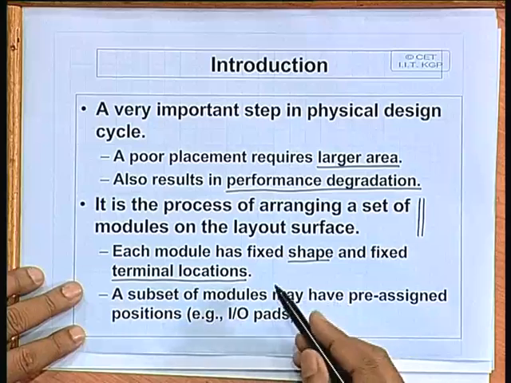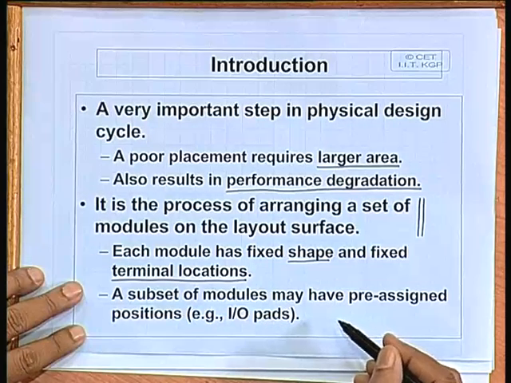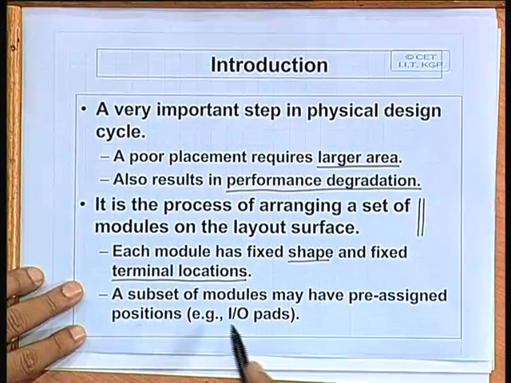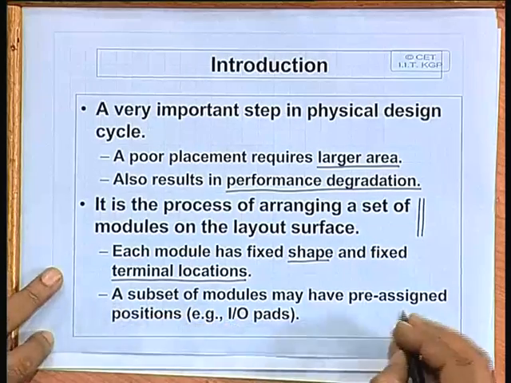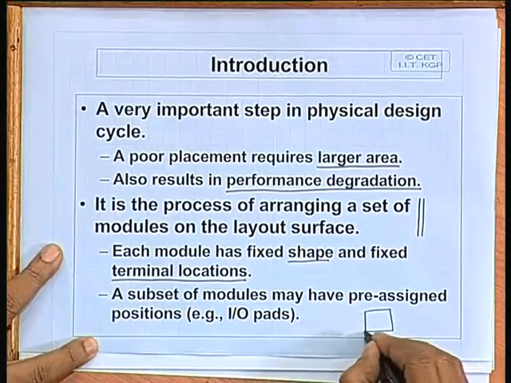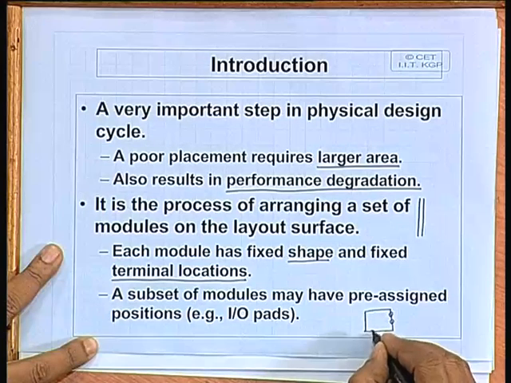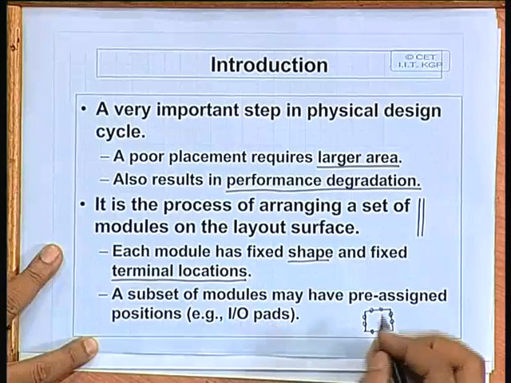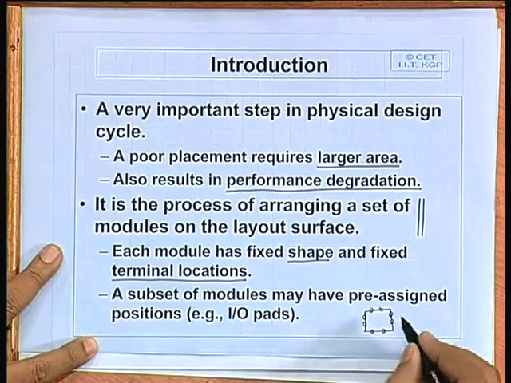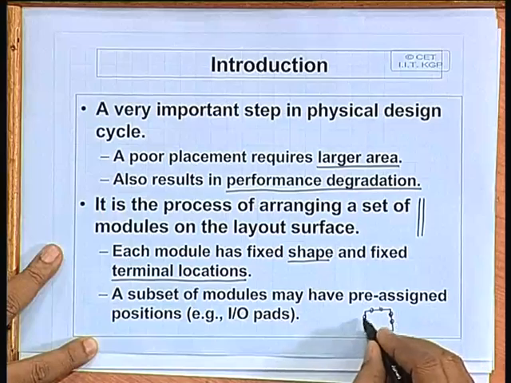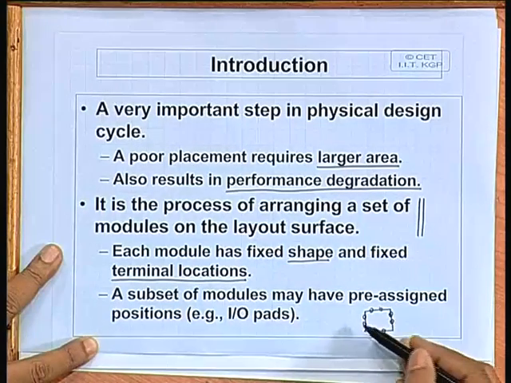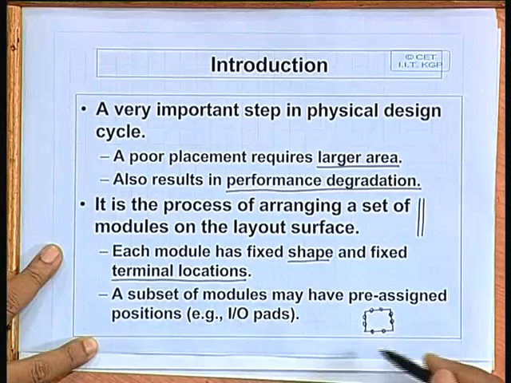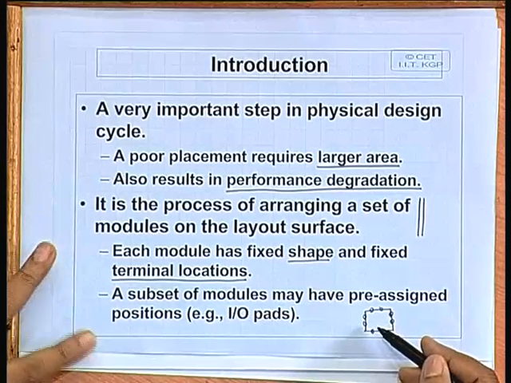And moreover, some of the modules may already have some pre-assigned positions in the chip. For example, the input output pads. If your chip is of a rectangular shape, then the position of these IO pads may already be fixed, because IO pads also involve some circuitry. So, the circuitry can be treated as modules, and the position of those modules in the chip may be fixed. So, some of the modules may be fixed in terms of location, and some other modules you will have to place suitably. I am just showing you an example in order to illustrate the difference between a good placement and a bad placement.